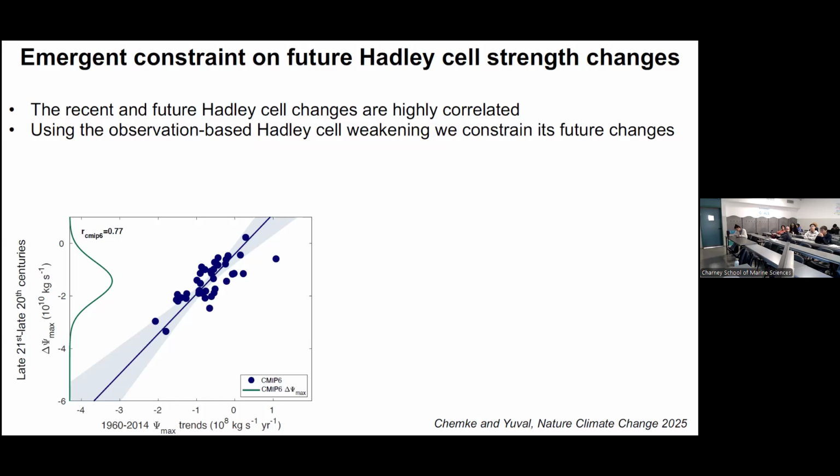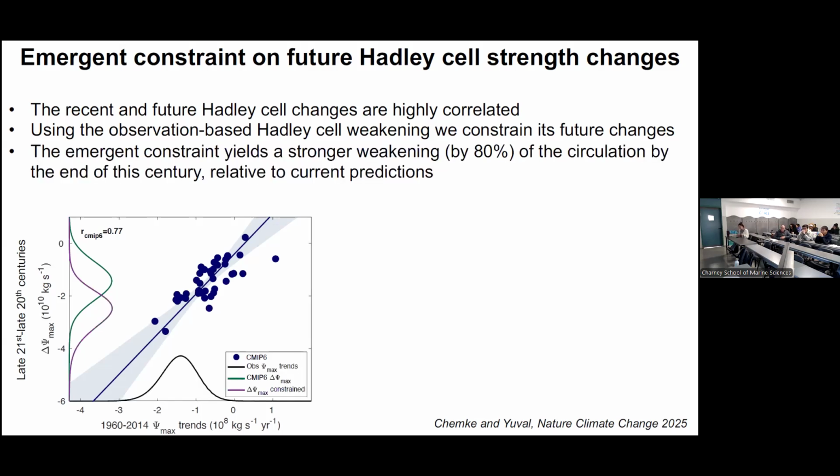So now we're going to do another emergent constraint. We're going to add our estimate of how much the circulation has changed to date from the sea level pressure measurements that we found. We're going to add it here and get a constraint on the y-axis on how much the circulation is expected to change by the end of the century. So the black PDF is what we found before, how much the circulation has changed to date from the sea level pressure measurements. And together with this linear relationship, it yields the purple PDF.